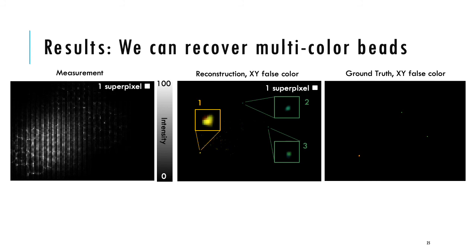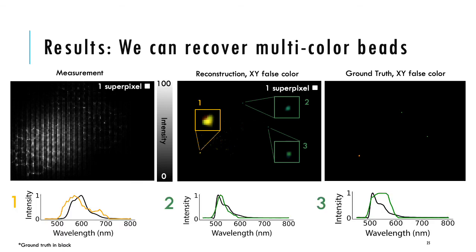Next, we try and recover beads of different colors and sizes. Here, we have a scene of 10-micron green and 30-micron orange beads. We can see the 3 multicolored beads in the insets of the reconstructed image. At the bottom, we've plotted the spectra from each bead along with the ground truth. We were successfully able to recover the spectra from beads 1 and 2, however the third bead was near the edge of our field of view and likely dimmer. Therefore, it may have been more sensitive to the regularizers and will require further tuning to recover properly.